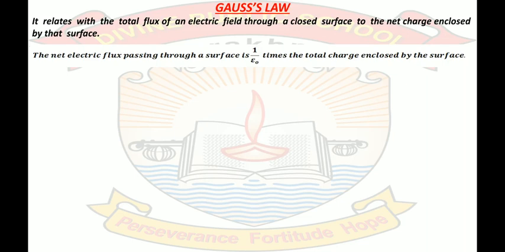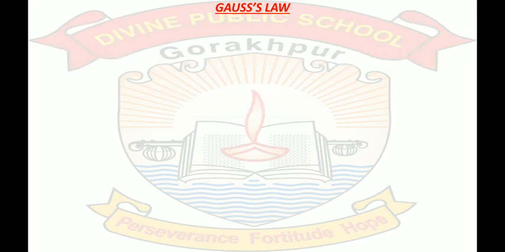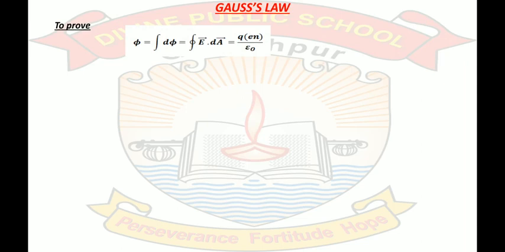That is, the mathematical form is phi equals integration of d phi equals integration of E vector dot dA vector. It is the definition of electric flux only. From Gauss law we can write Q enclosed upon epsilon naught. So for a point charge we are going to verify it. Let us see. What we have to prove is that phi equals integration of d phi equals surface integration of E vector dot dA vector equals Q enclosed upon epsilon naught. Okay. Let us prove this.